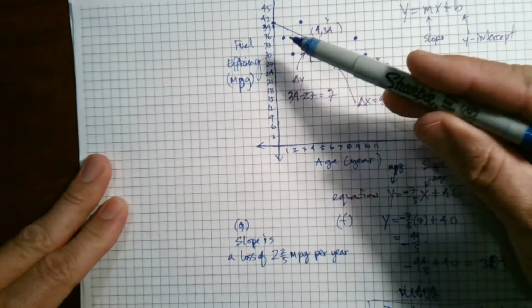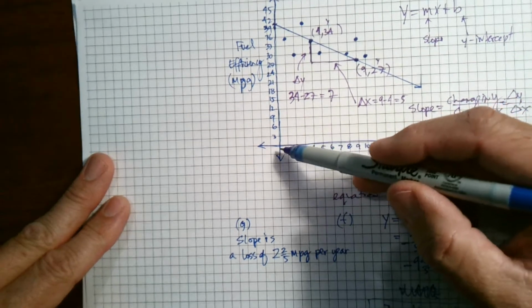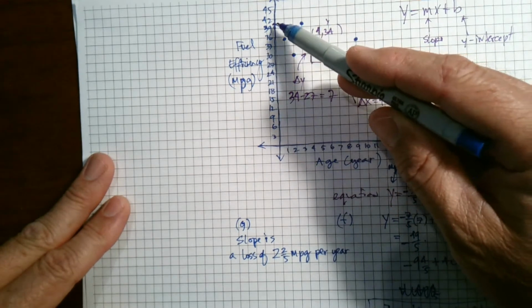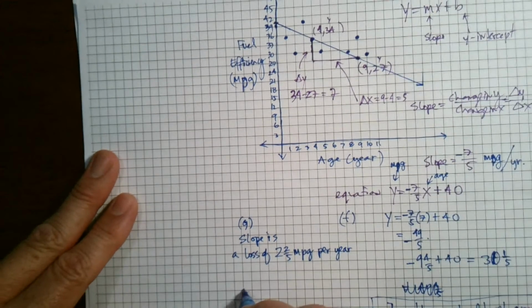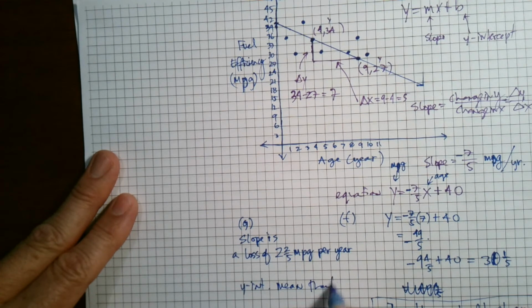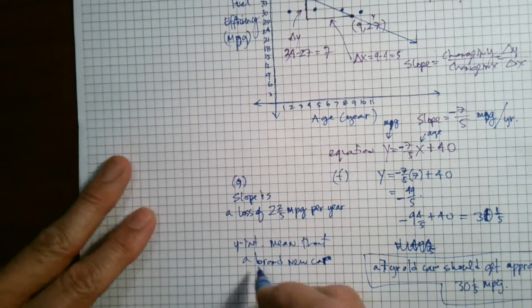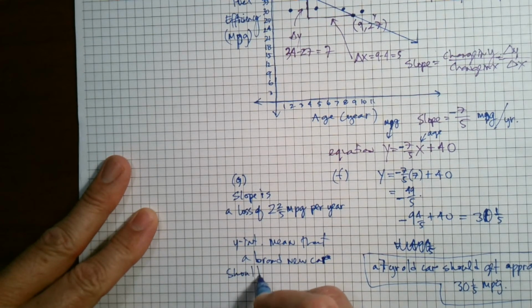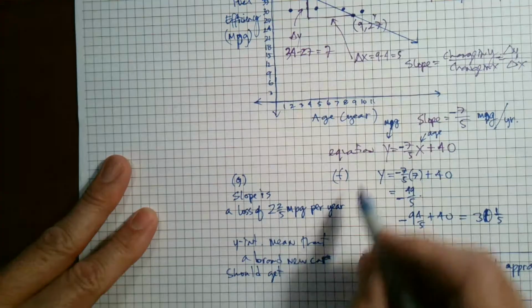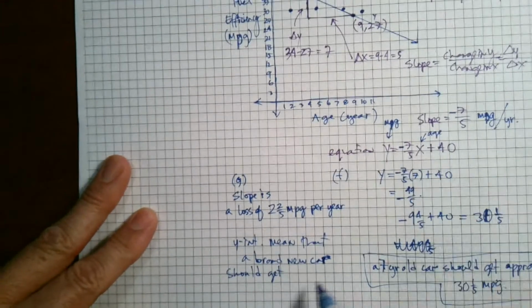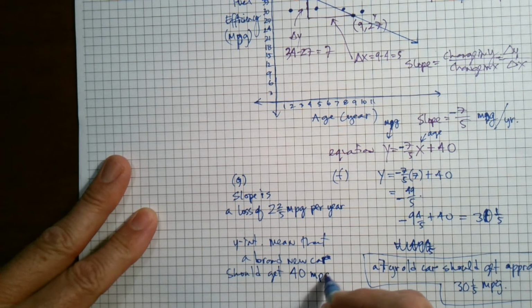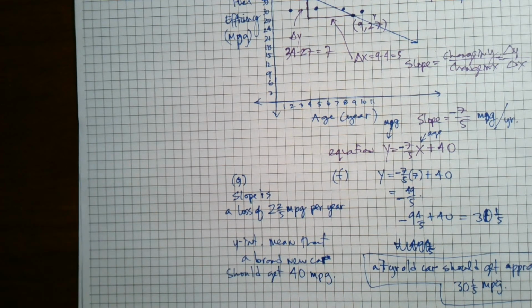What is the interpretation of the y-intercept? Well, for the y-intercept, you're looking at 0, meaning the age of the car is 0 and its miles per gallon. So what does the y-intercept mean? It means that a brand new car, because it would have an age of 0, right? A brand new car, age of 0, should get, and what did we determine? Our y-intercept here was 40, should get 40 miles per gallon. So that's what the y-intercept is interpreted as.